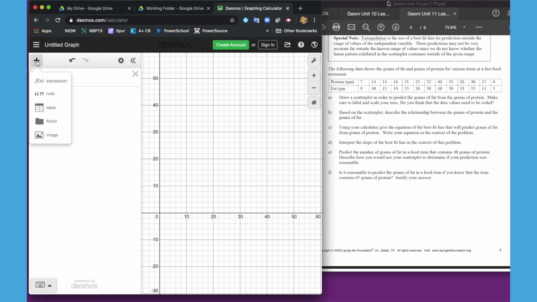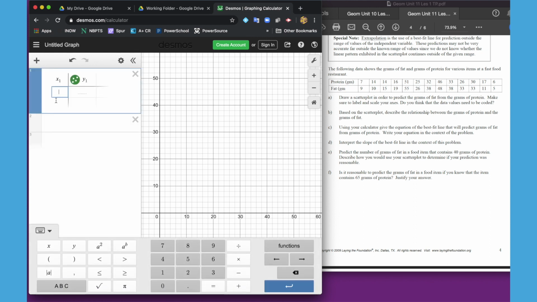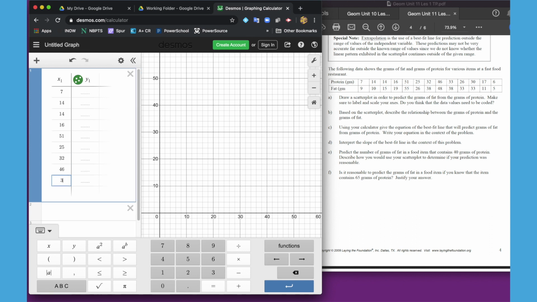So we're going to hit the plus sign and pick table. And for X, we're going to put in our protein. So we have 7, 3, 26, 30, 17, and 6. Okay, and then we'll go back and put our Y in. We have 9 and 10.